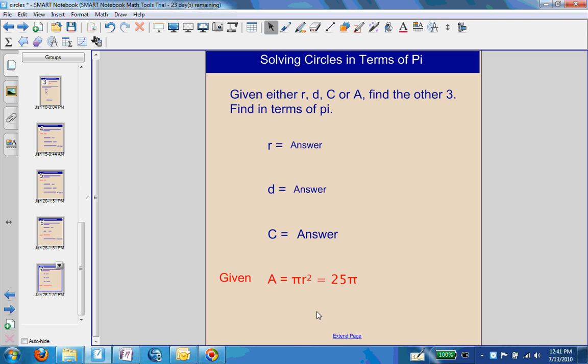In our next example, we're given that the area is 25 pi. Well, if the area is 25 pi, we know that the radius is the square root of 25 because we square the radius to get this number. So the radius has to be 5. If the radius is 5, the diameter is twice that, so it's 10. And we know that circumference is pi d, so that means it's 10 times pi, which is 10 pi.